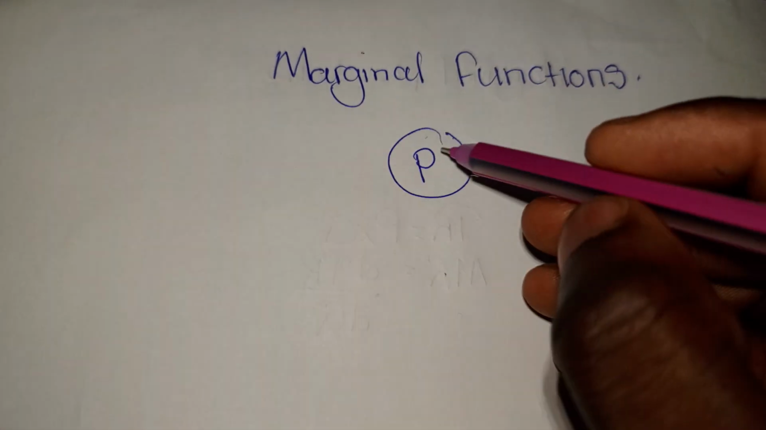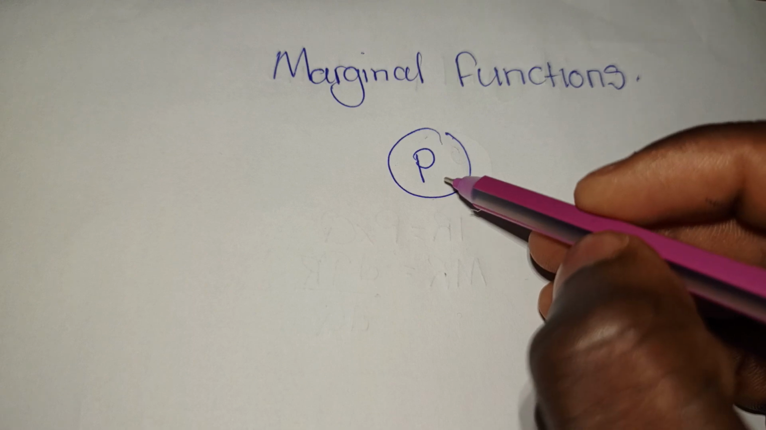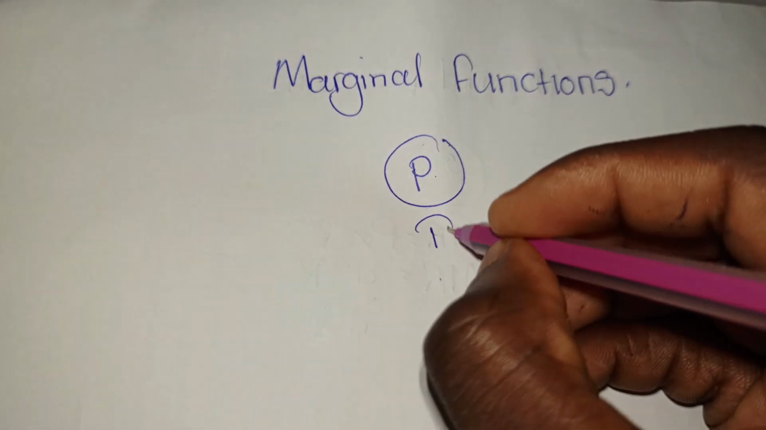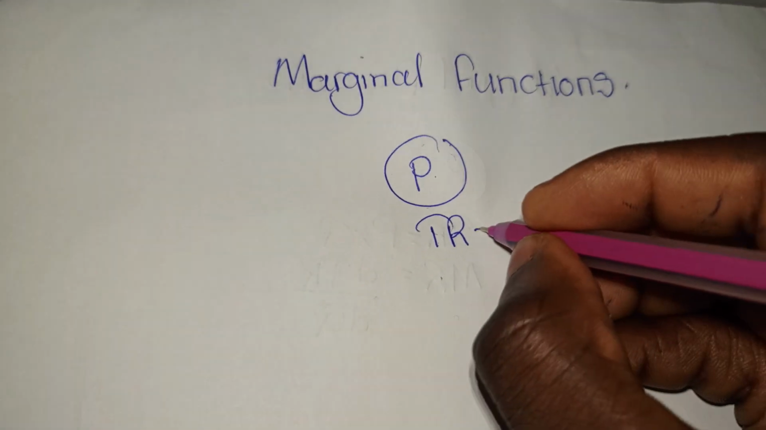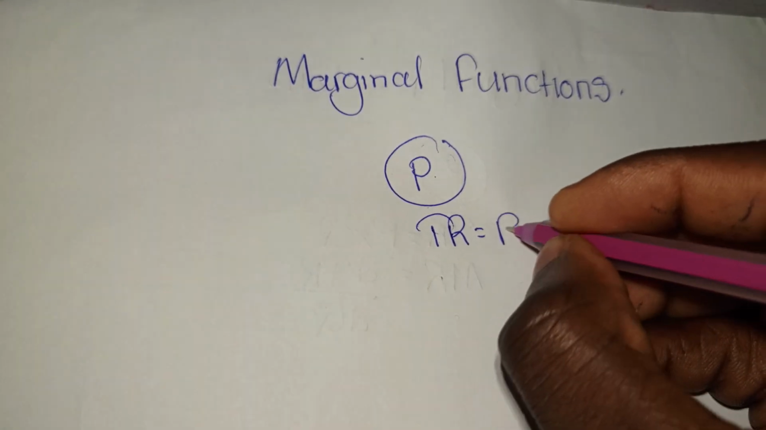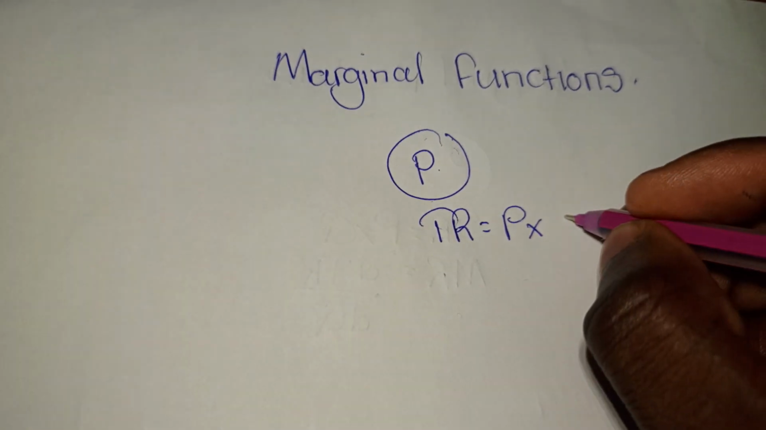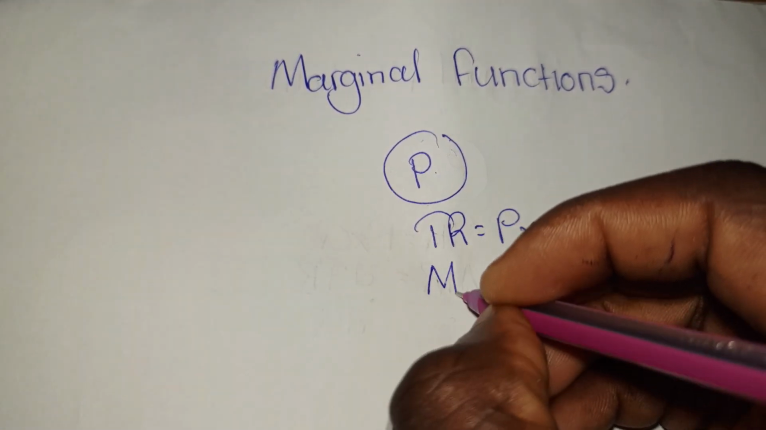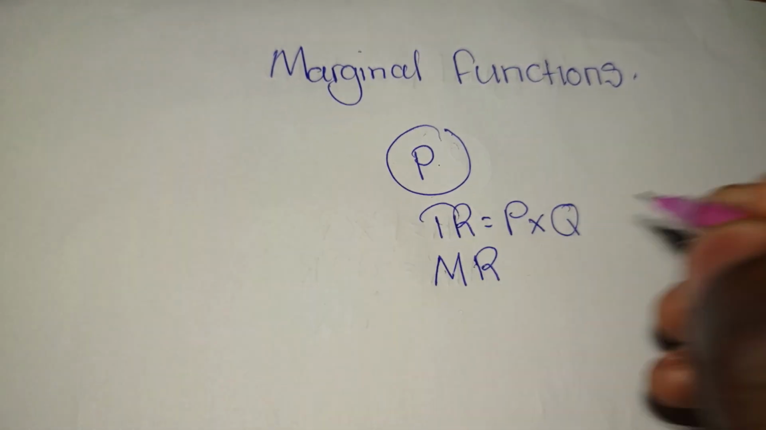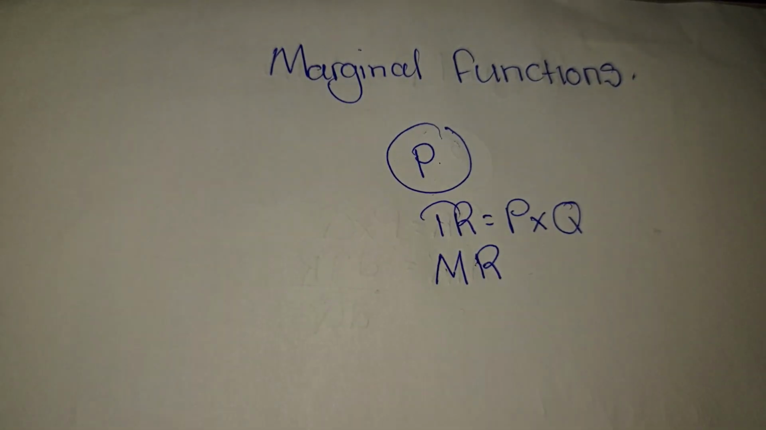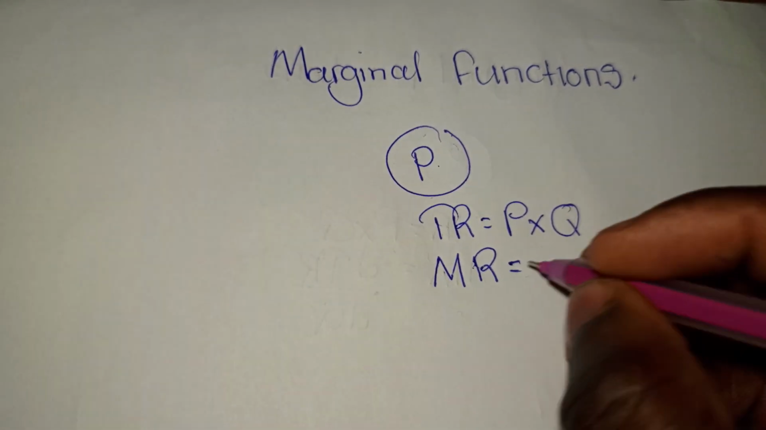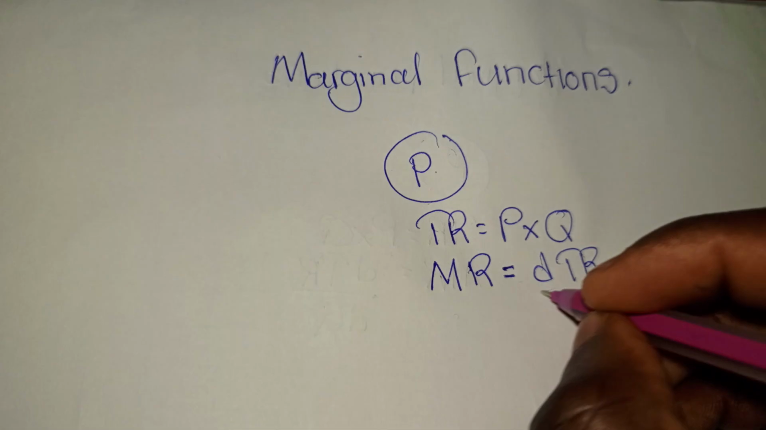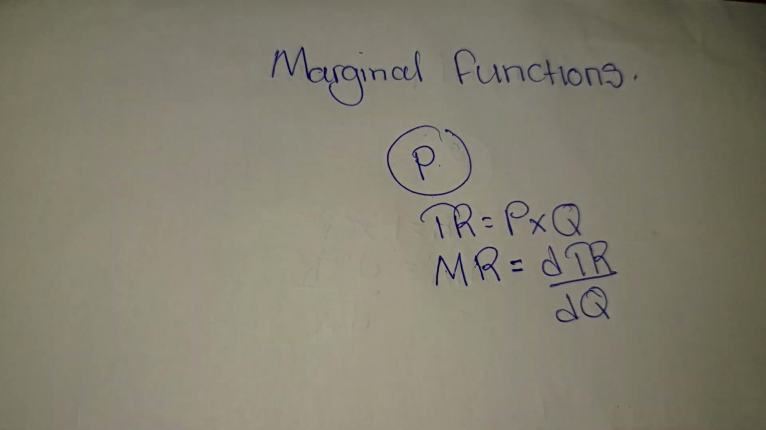So if you were to multiply the demand function, which is P, by Q, you will get what is referred to as the total revenue. So total revenue is given as the product of the demand function together with the quantity. Whereas if you were to differentiate the same total revenue, it will give you the marginal revenue. So marginal revenue in this case is the derivative of total revenue over the derivative of quantity.